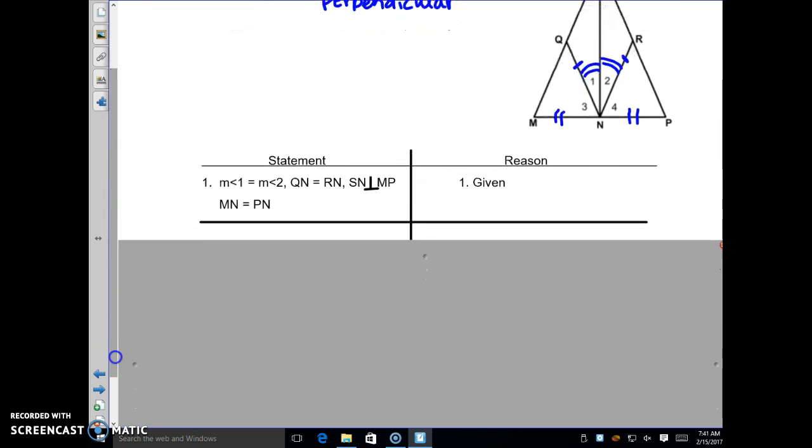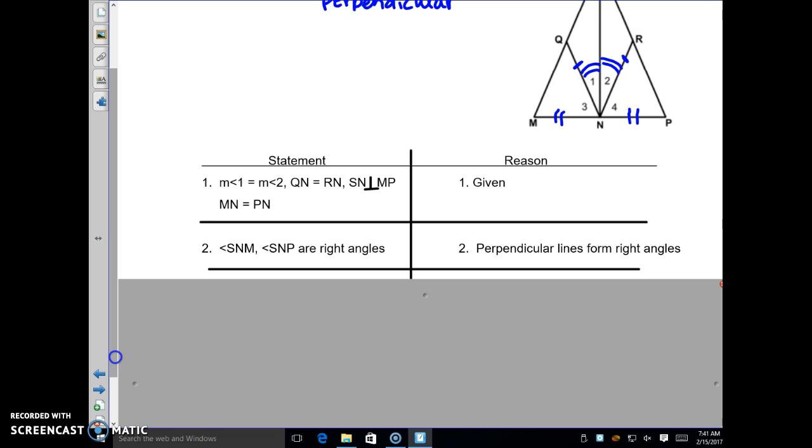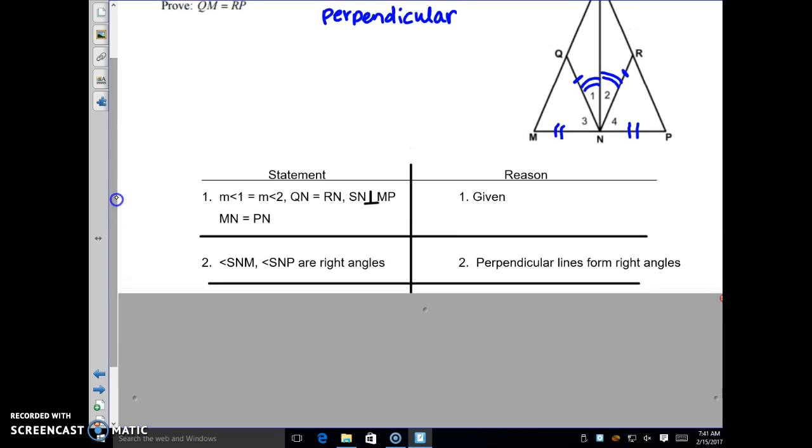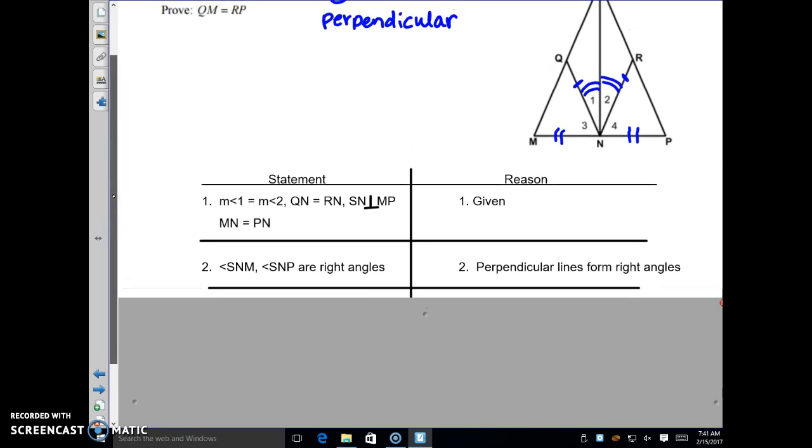And now we need to take a look at some stuff that we know. Again, we need to deal with the perpendicular lines. So angle SNM is a 90-degree angle, and SNP is a 90-degree angle. And we know that because perpendicular lines form right angles.